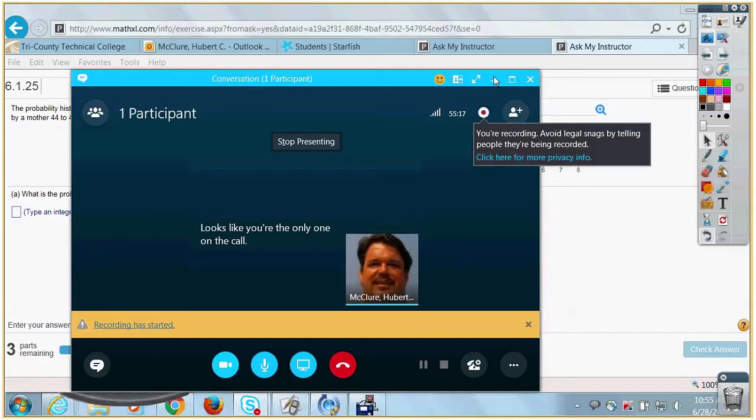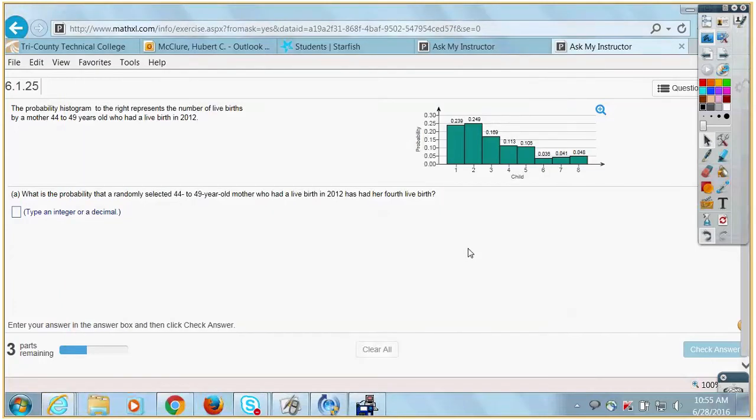Okay, I've got a couple of questions from Math 120. This one is 6.1, number 25 online, and basically you have a graph or a bar chart or a histogram that shows the probability to the right of the number of births by a mother who had a live birth in 2012.